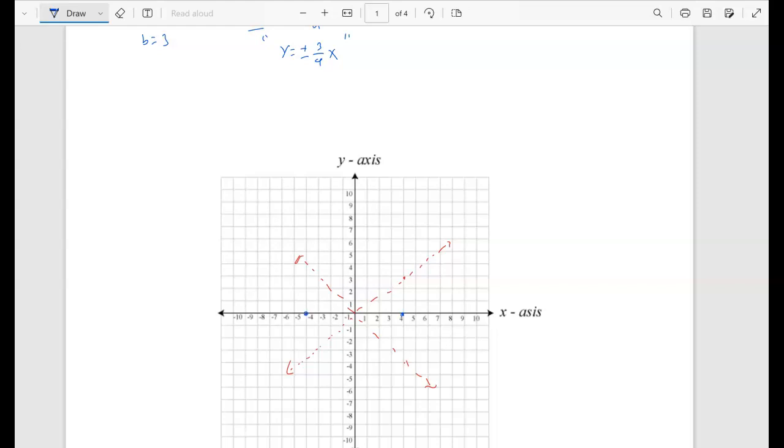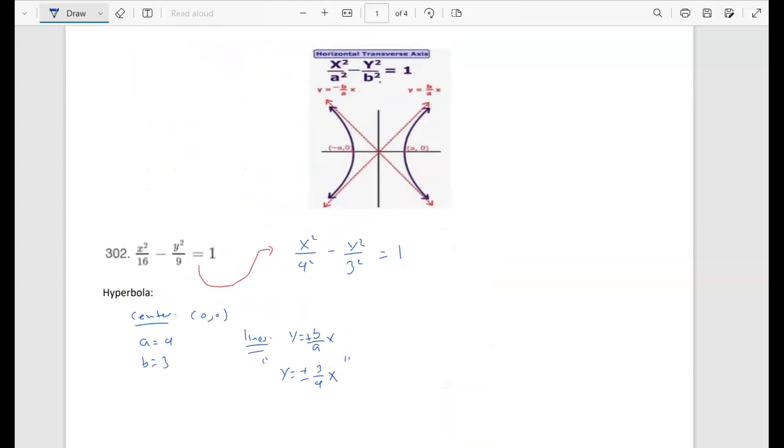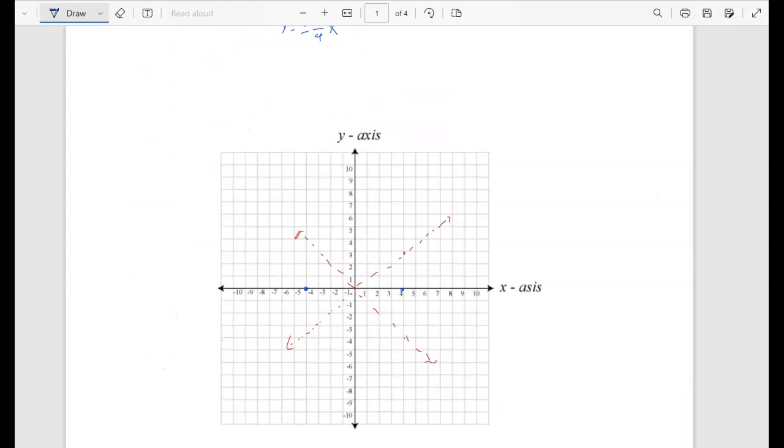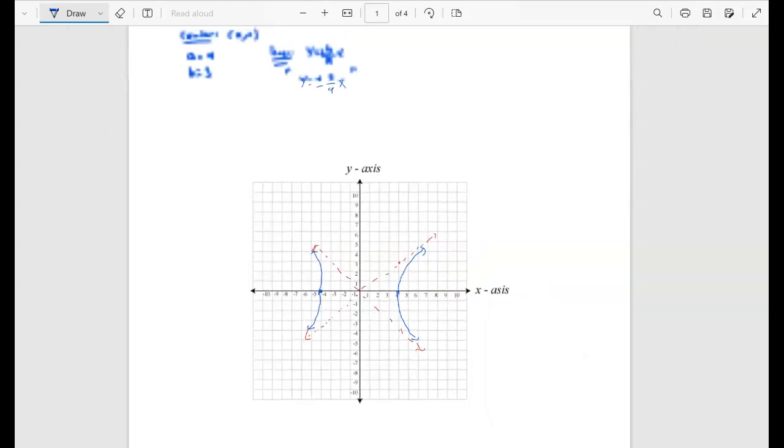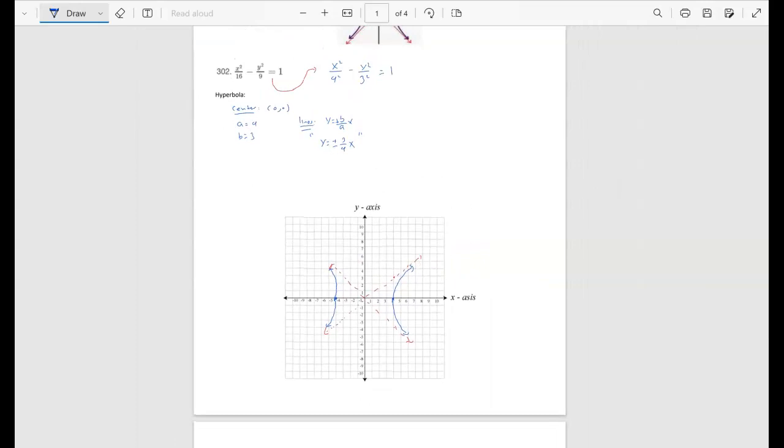And then I'm just going to follow the general shape. Your general shape is going to have 2 hyperbolas in this direction. So from here, I'm just going to create the actual shape of these. And that's pretty much it for this sketch.